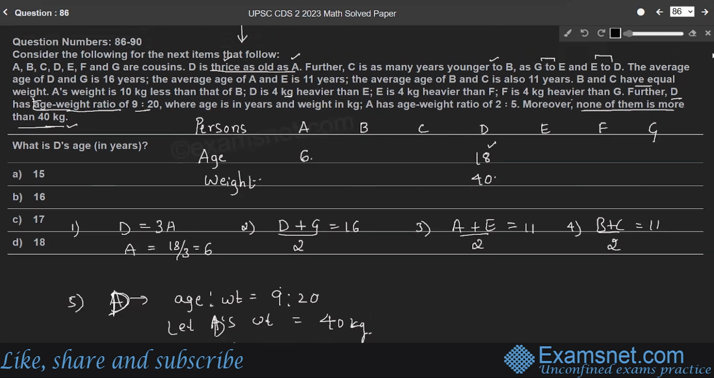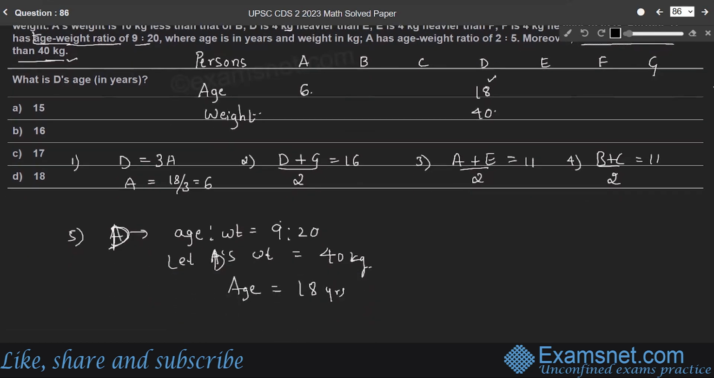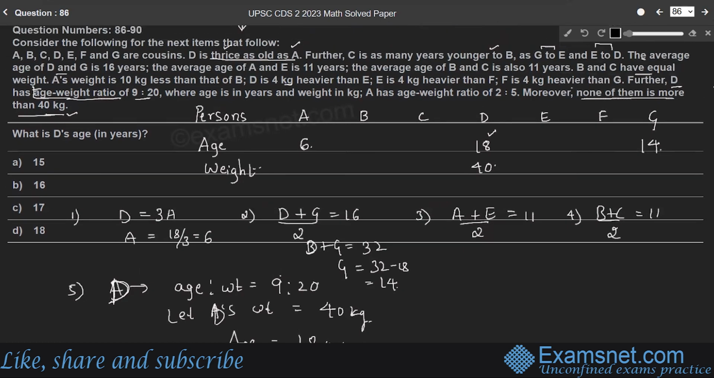Now we'll consider the average age of D and G is 16 years. So using D plus G by 2 is 16 years, so D plus G becomes 16 into 2, 32. Therefore, we know D's age. So G's age becomes 32 minus 18, which is 14 years. So G is 14 years, right? 14 years.